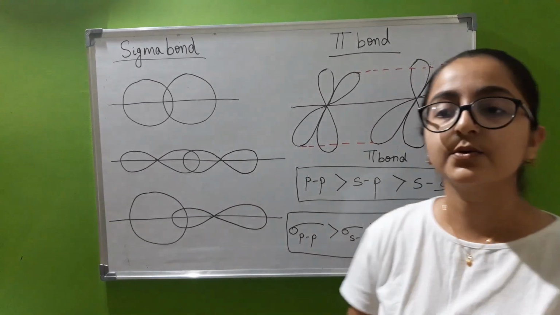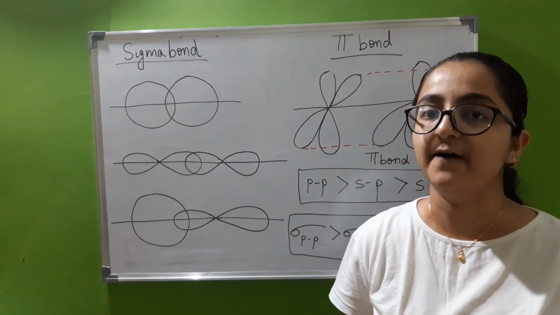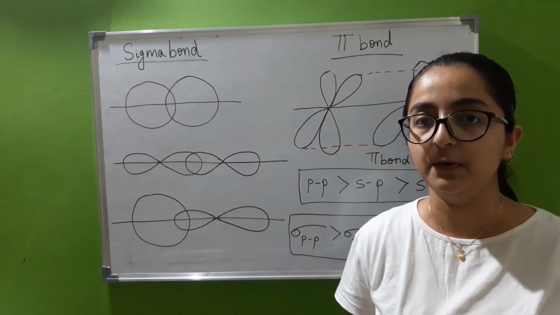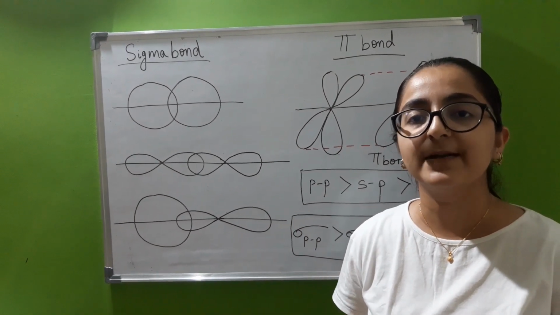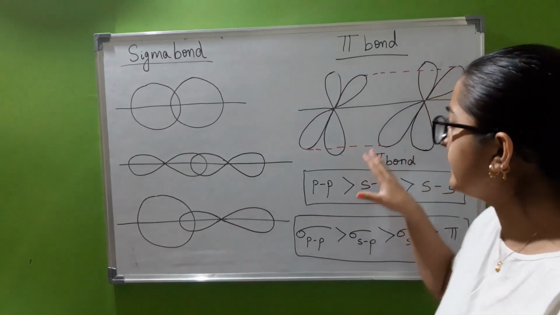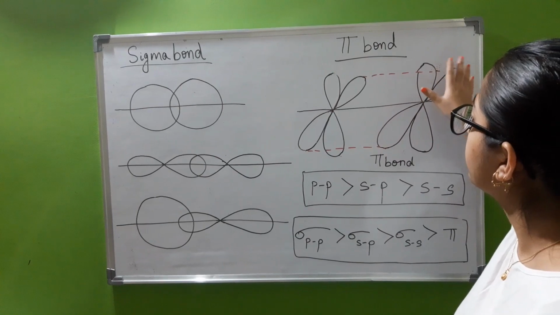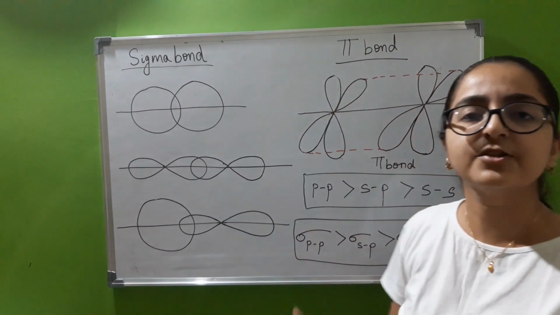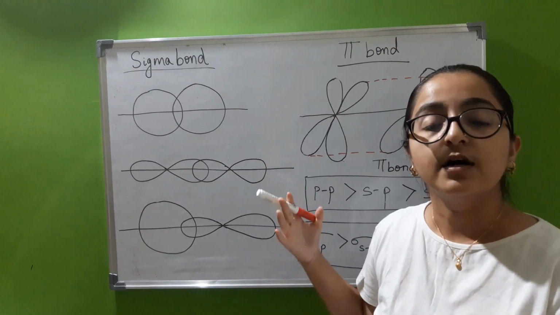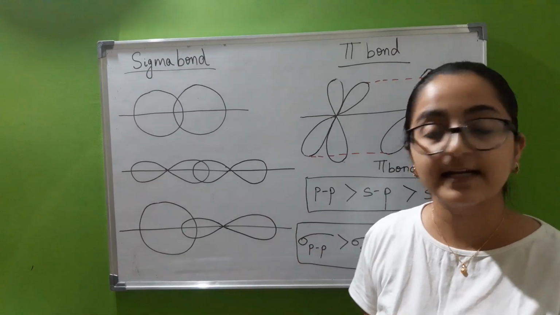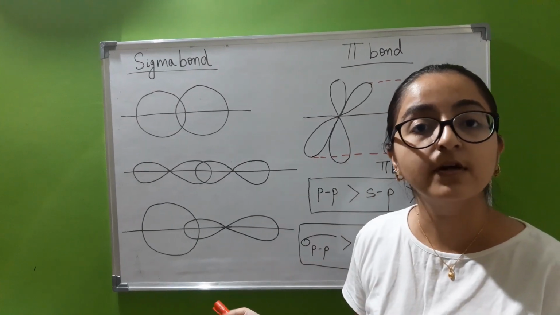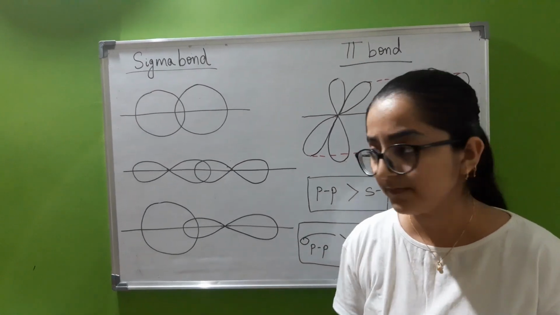Now, coming to the pi bond, we know that it is only formed after the formation of a sigma bond, and here the orbitals overlap each other laterally. They don't overlap each other linearly. Hence, the electrons are pretty much available for bonding, which makes pi bonds much more reactive than sigma bonds, and hence the more pi bonds are present in the compound, the more reactive it is.